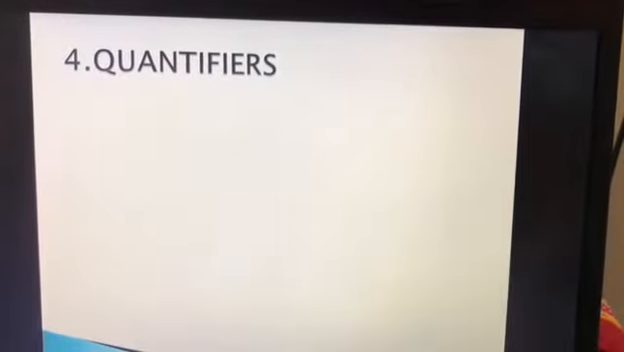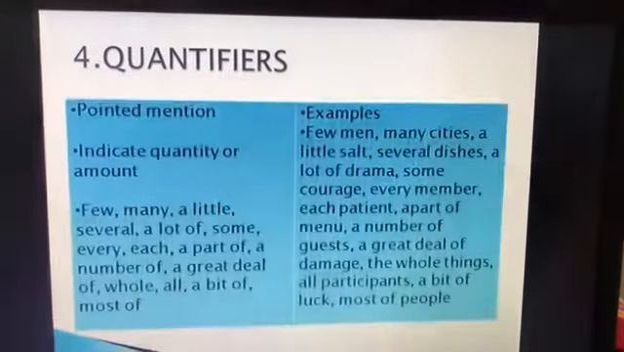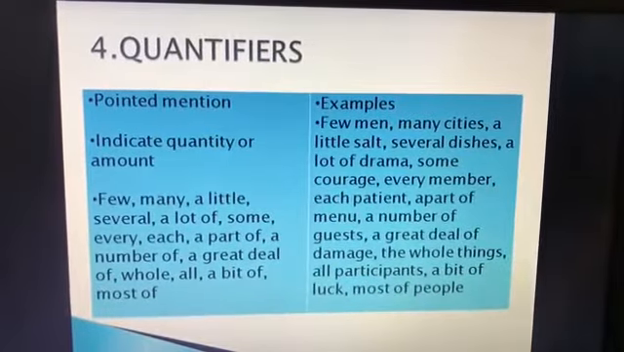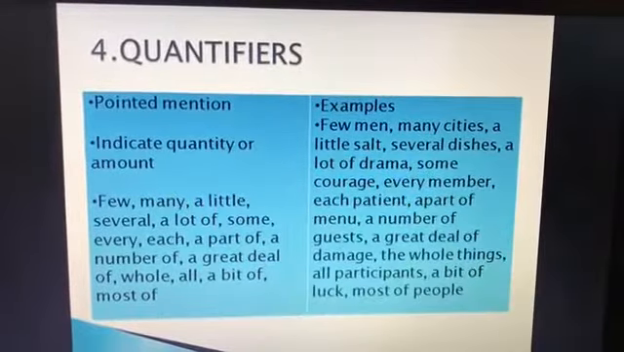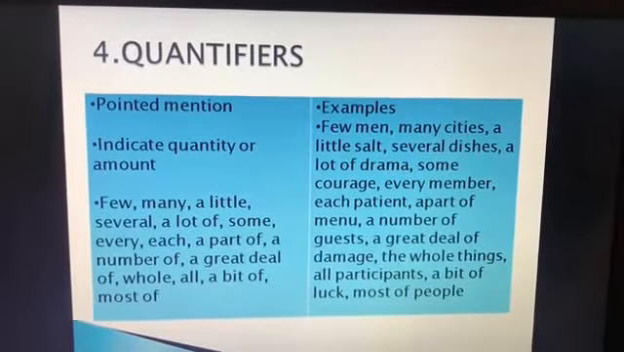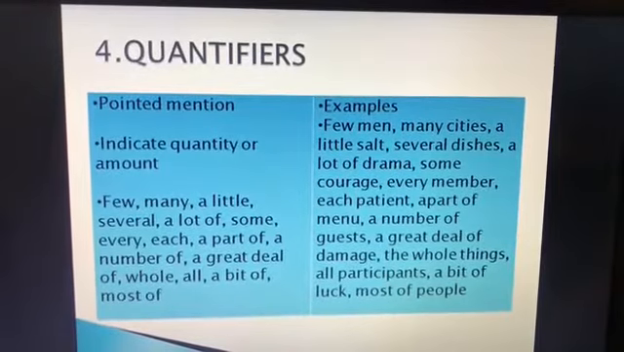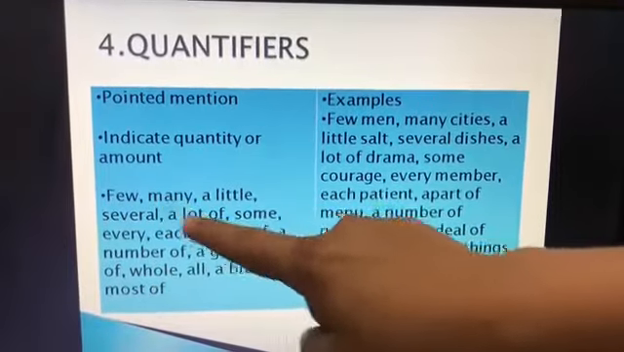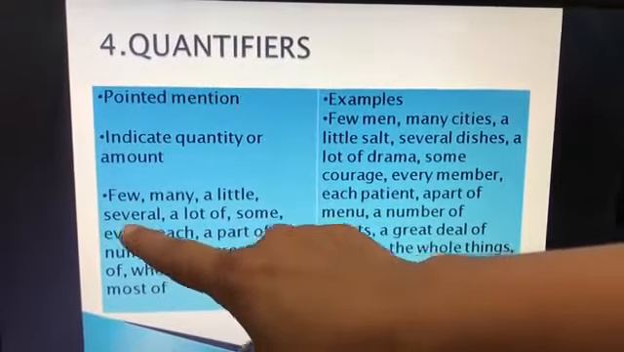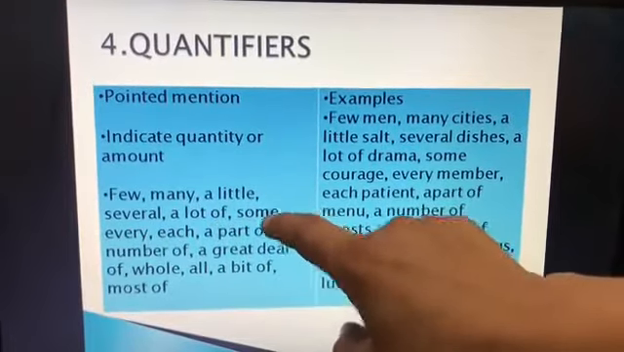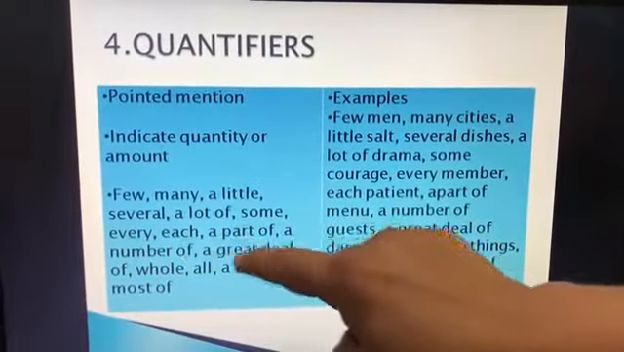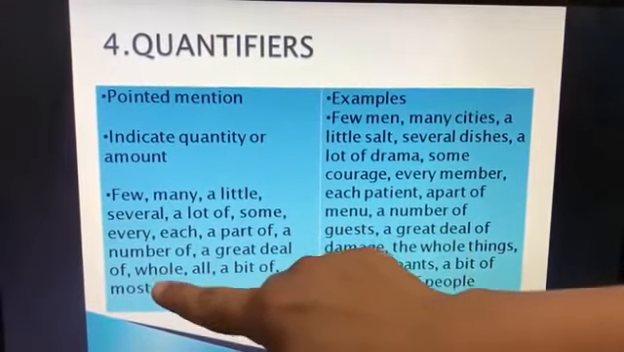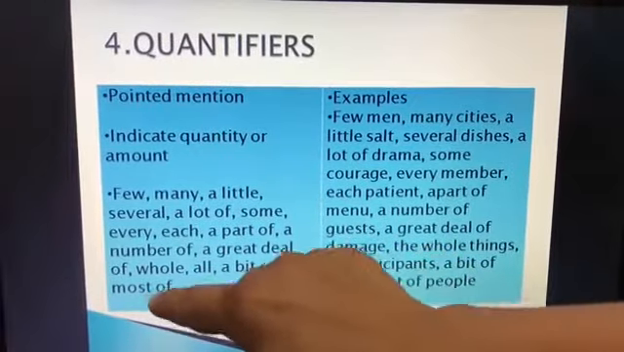Now next determiner is quantifiers. What are quantifiers? It is also used for pointed mention. Now what is that? Indicate quantity or amount. जब भी हम किसी amount को या measurement के लिए किसी quantity को use करते हैं, then we are using quantifiers. For example, there are so many quantifiers are there. Few, many, a little, several, a lot of, some, every, each, a part of, a number of, a great deal of, whole, all, a bit of, most of.